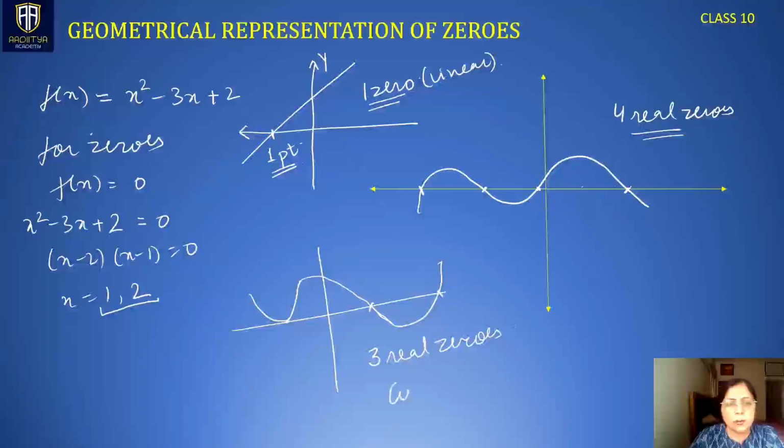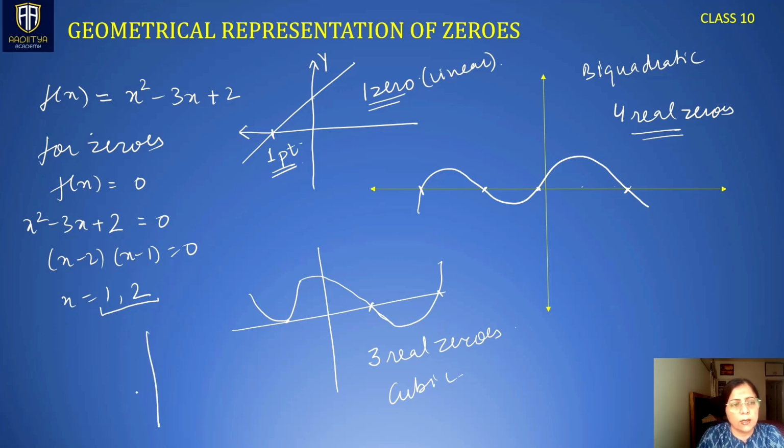So this is a cubic polynomial, right? This is a biquadratic. Biquadratic means a polynomial with 4 zeros. Biquadratic, right? One more thing. If we have a graph like this, a curve is presented on a graph, but it is not cutting x-axis at any point. So in that case, we can say that this has got no real zero.